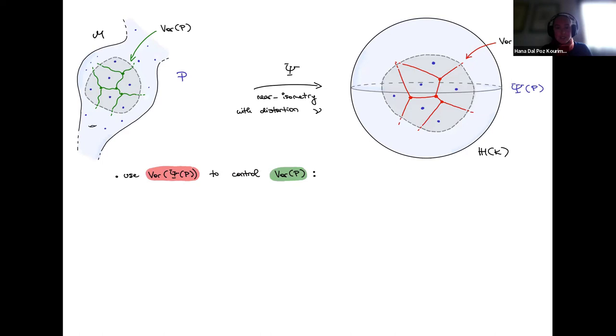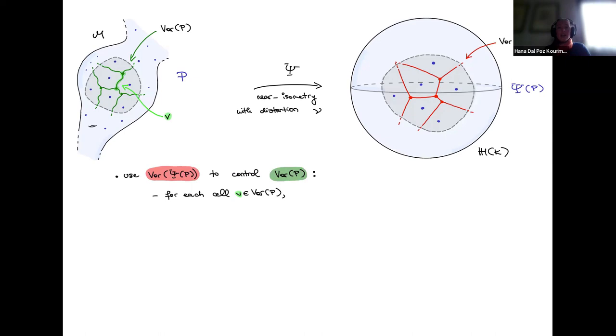Okay. So now we know what the dilated bisectors are, and we can calculate them precisely. That means we can also calculate their intersections precisely. We are in total control of these dilated sets. And we use this to control the Voronoi diagram or the Voronoi faces of the original Voronoi diagram. How do we do that?